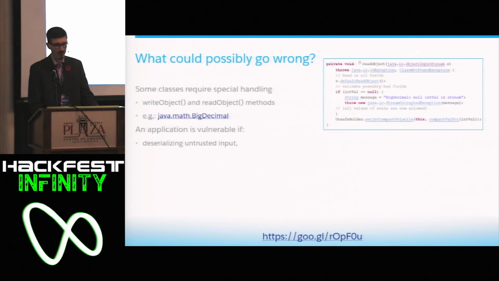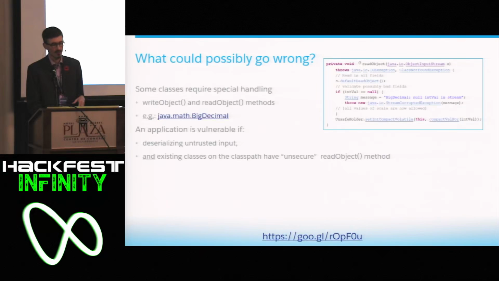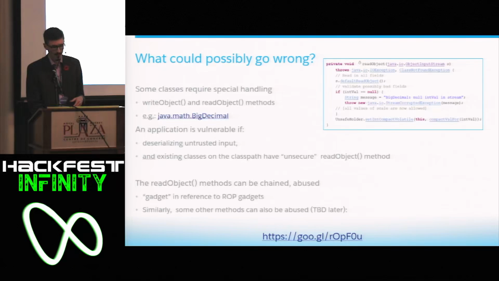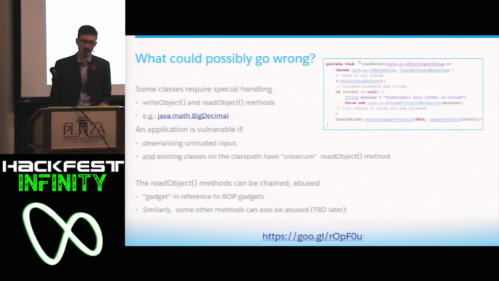So an application is vulnerable if it deserializes untrusted input, and you have an existing class on the server that has such a read object method and that does something in it that you can abuse. So they can be chained. For instance, I'll give you an example.